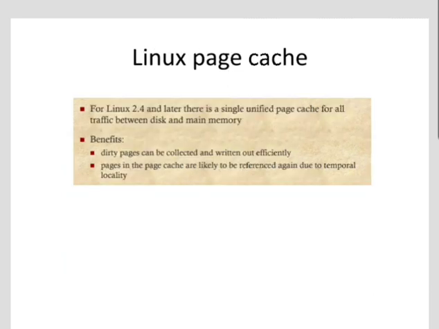Then Linux page cache. For Linux 2.4 and later, there is a single unified page cache for all traffic between the disk and main memory. The benefit of this is that dirty pages can be collected and written out efficiently. The pages in the page cache are likely to be referenced again due to temporal locality.